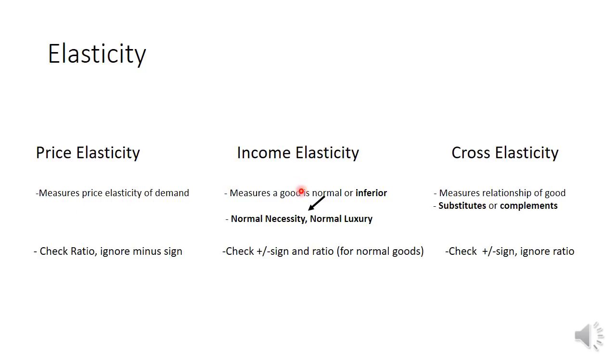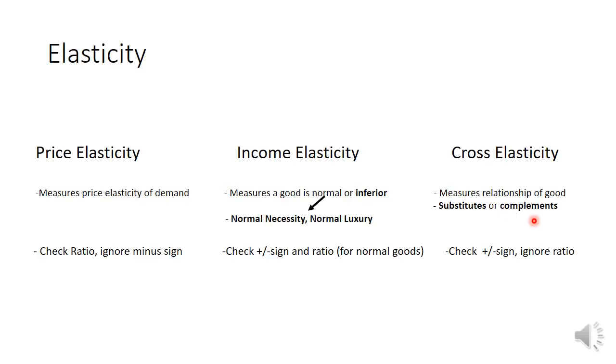Okay, now income elasticity can tell us what kind of good it is. Okay, is this normal or inferior? If it's normal, is it normal necessity or normal luxury? Okay, so we essentially have three different types of good that we can conclude. Is it a normal necessity, normal luxury, or an inferior good? Okay? And cross elasticity is meant to show us whether the good is a substitute with another or a complement with another. Okay, so it measures the relationship of two goods. Okay, so it can be either a substitute or complement.